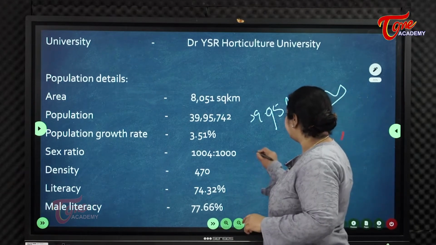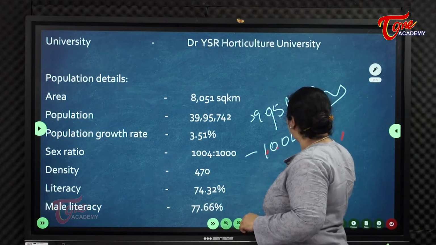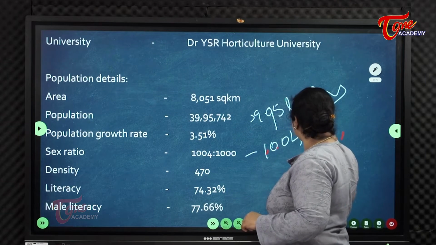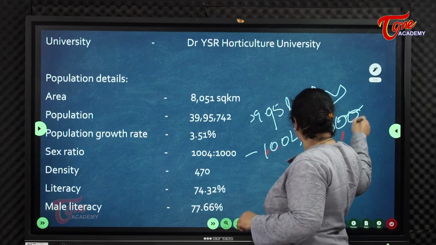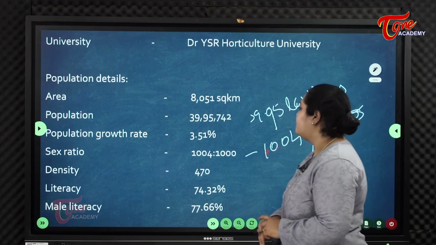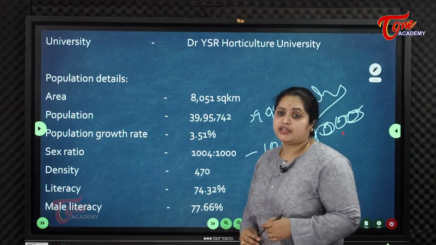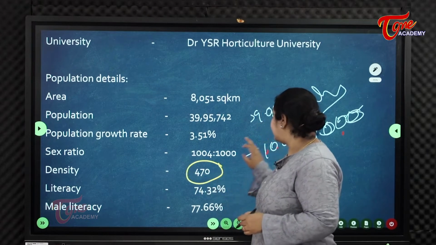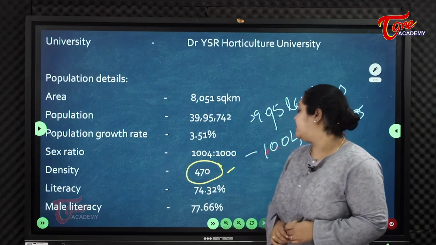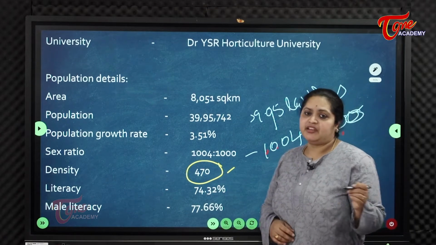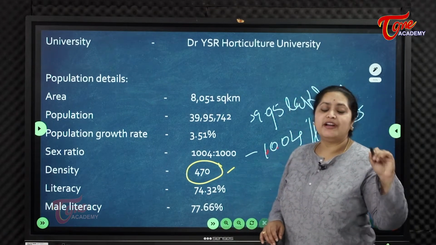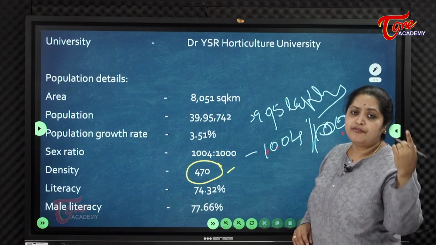1004 females. Means here the sex ratio is in a good number. Next, density of the population. 470 is the population density. What is the literacy rate? 74.32% is the literacy of West Godavari.